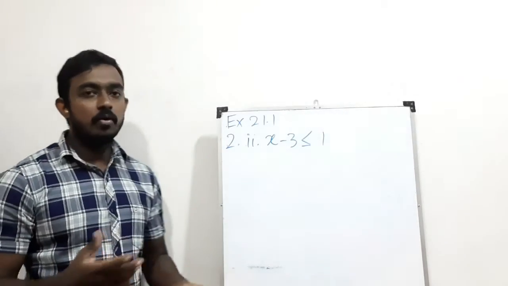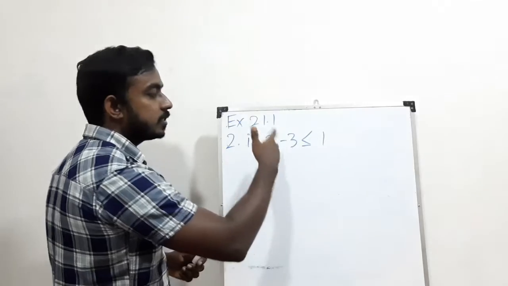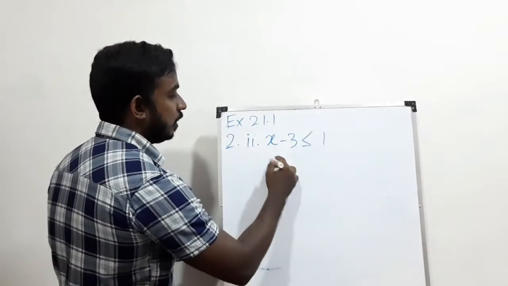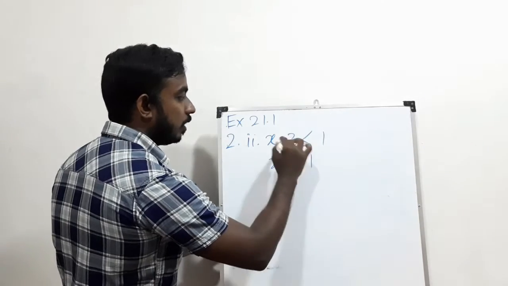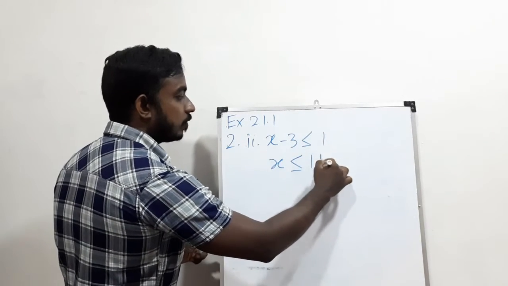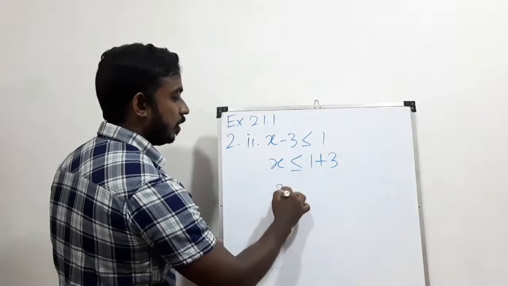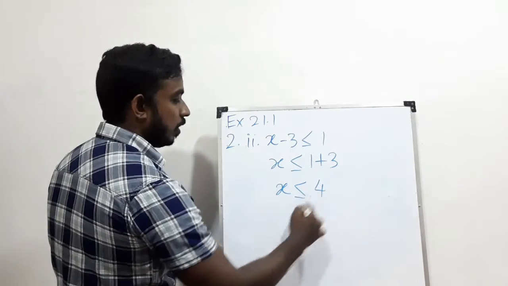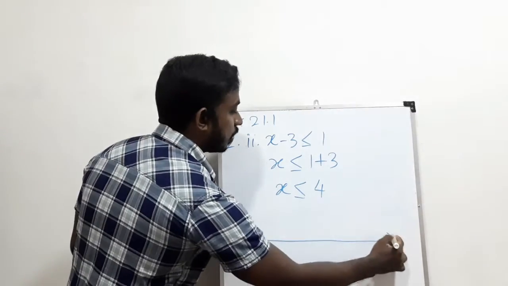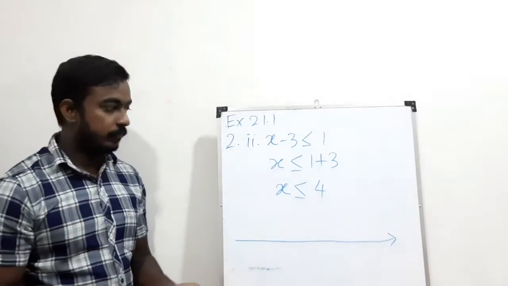Now, you know how to solve this. We have to send this minus 3 to the other side. Then it will be x is less than or equal 1. Minus 3 goes to the other side. It will be plus 3. Therefore, we can write x is less than or equal 4. Now, how to represent this thing on a number line? We have to draw a number line first.